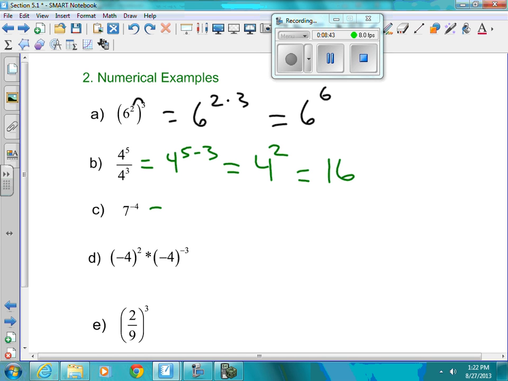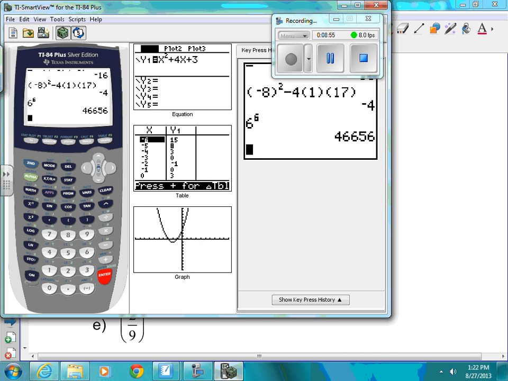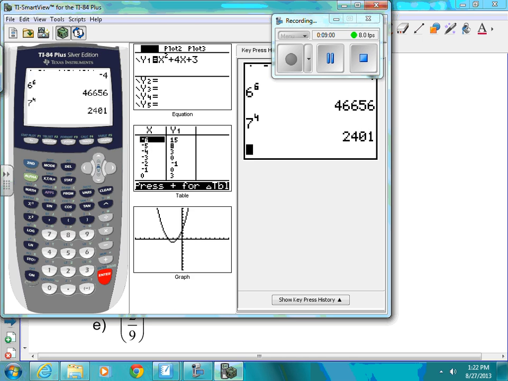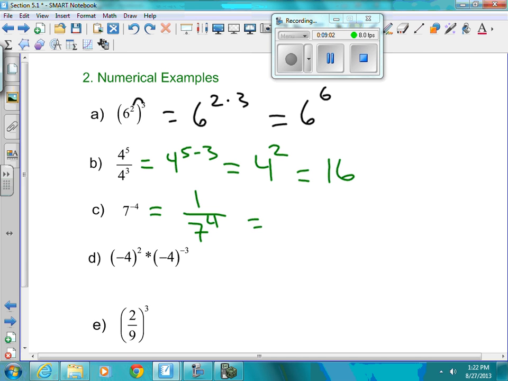7 to the negative 4th. That's a negative exponent. The rule says I can flip that and make that 7 to the positive 4 in the denominator. And if I really wanted to take that out, once again, 7 to the 4th is 2,401, so that would be 1 over 2,401.